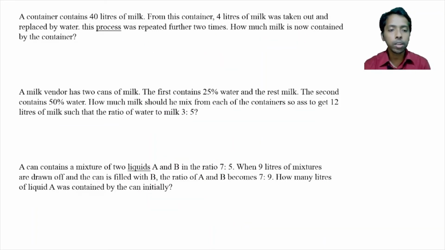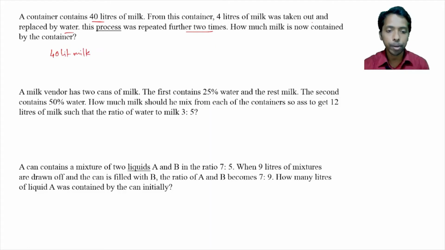A container contains 40 liters of milk. From this container, 4 liters of milk was taken out and replaced by water. This process was repeated further 2 times. That means this operation is done 3 times in total. How much milk is now contained by the container? Now initially 40 liters of milk. Here is one important concept you have to understand. We have not discussed it earlier. See, here is 40 liters of milk, right? Initially 40 liters of milk.